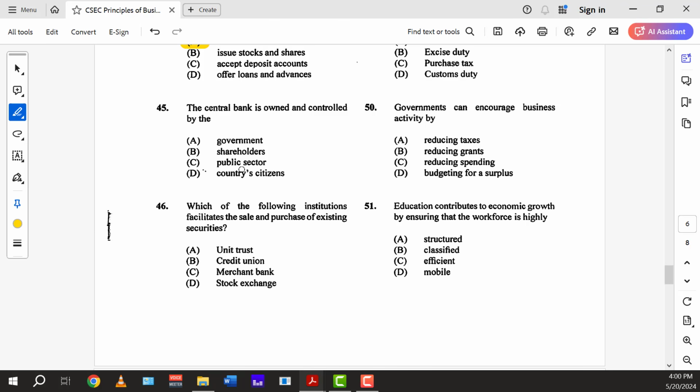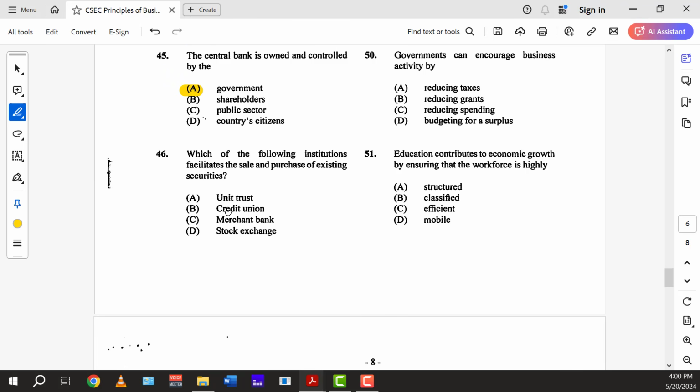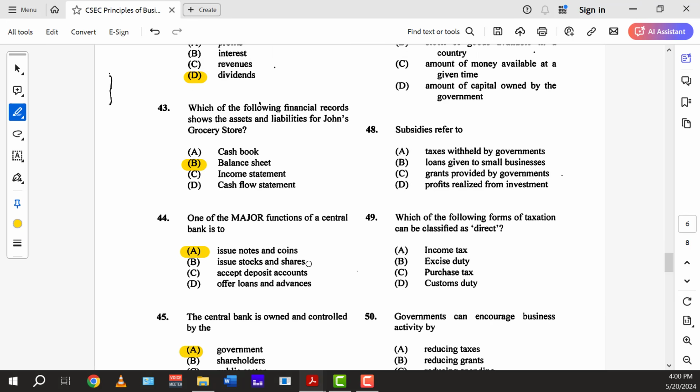45. The central bank is owned and controlled by the government, shareholders, public sector, or country's citizens. For the most part, it's government. In other countries like America, the Fed is controlled by more private, but for most Caribbean, it's the government. 46. Which of the following institutions facilitate the sale and purchase of existing securities? A. Unit trust. B. Credit union. C. Merchant bank, or D. Stock exchange. Answer D. Stock exchange.